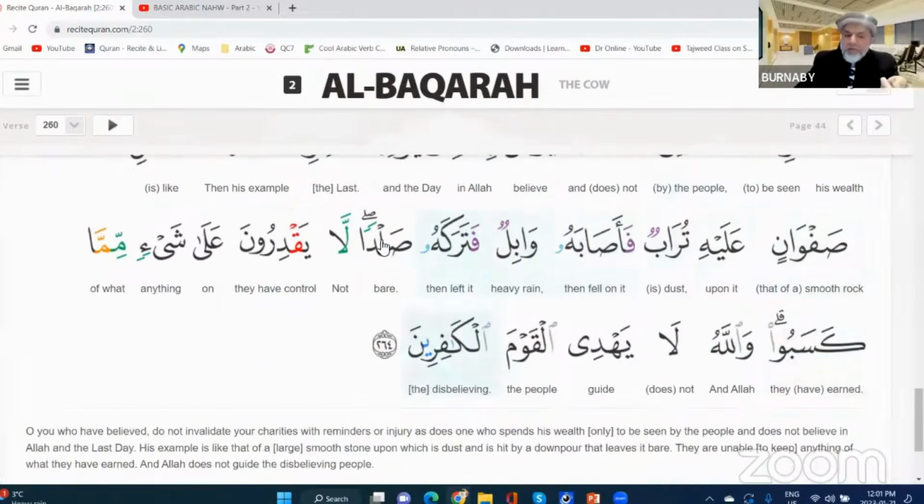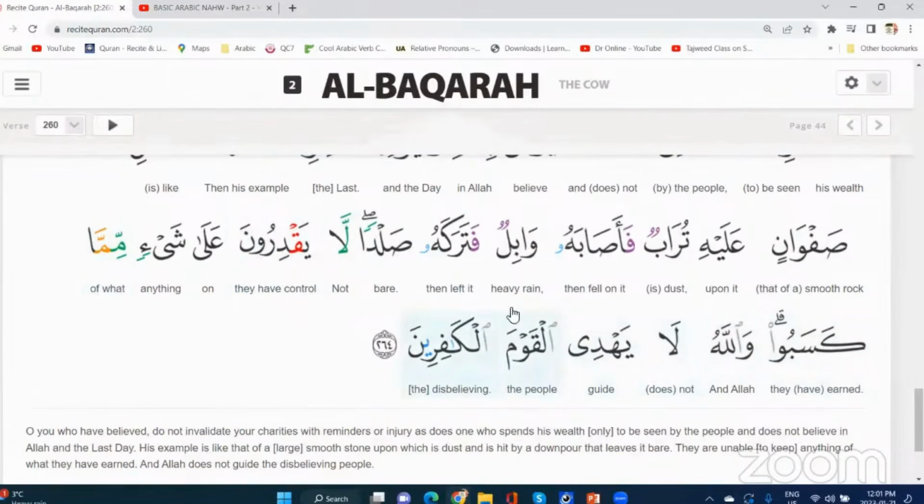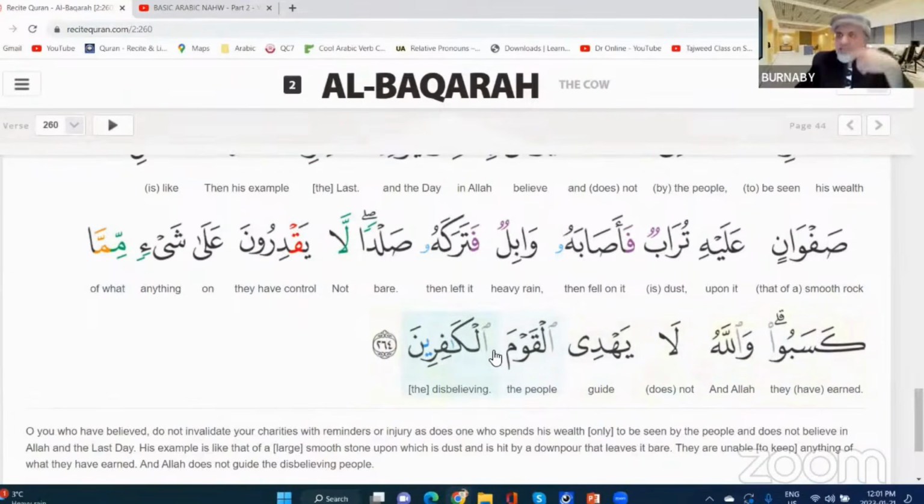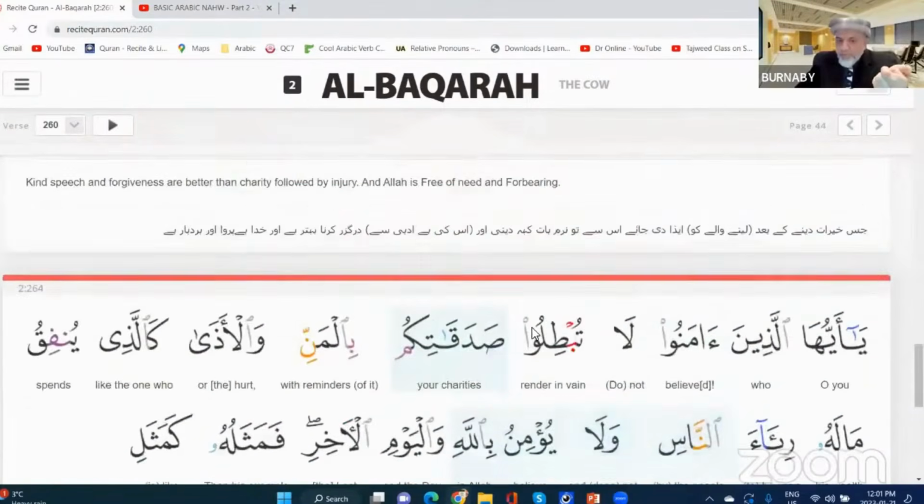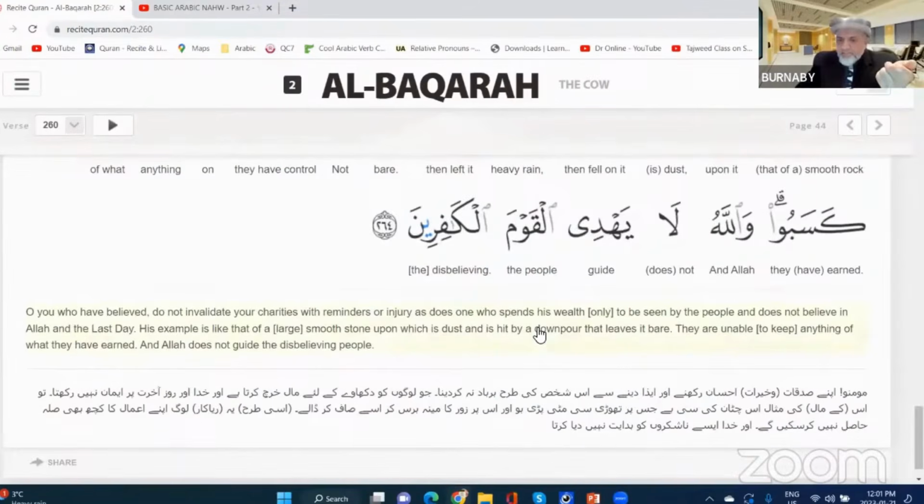La yaqdiruna ala shay'in mimma kasabu. And they have control on anything of what they earn. Wallahu la yahdi qawmal kafirin. Over here, this qawmul kafirin doesn't mean the people who disbelieve in Allah, meaning those people who do things like this. Got it?